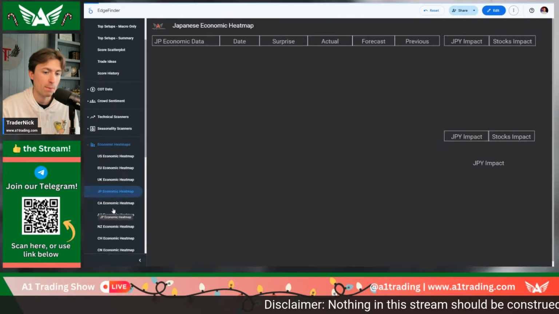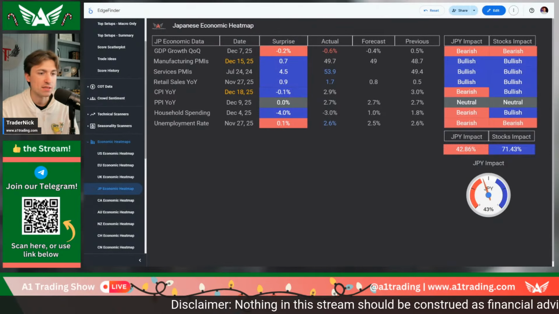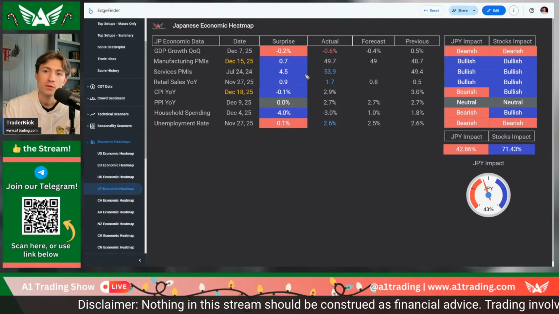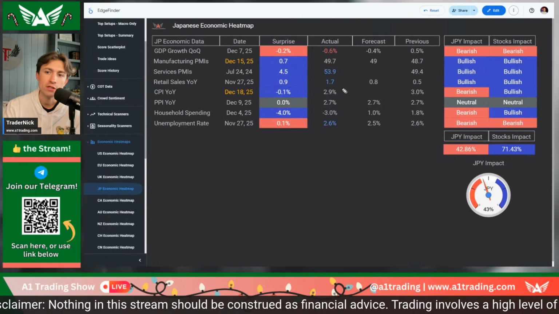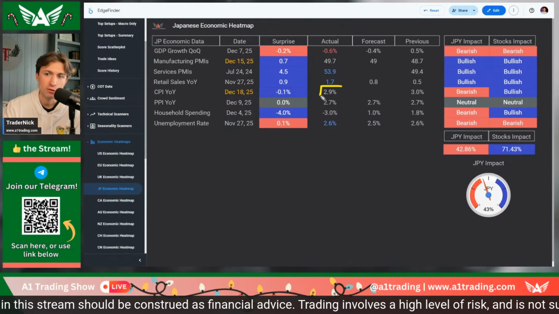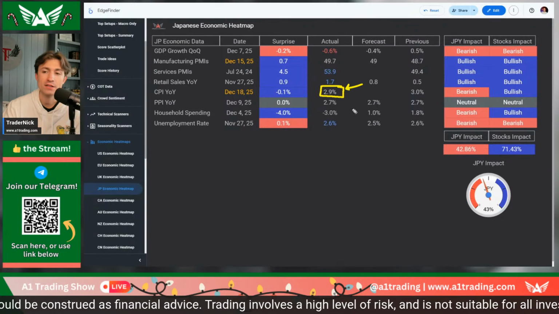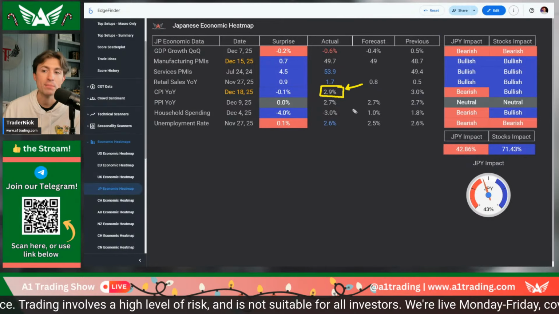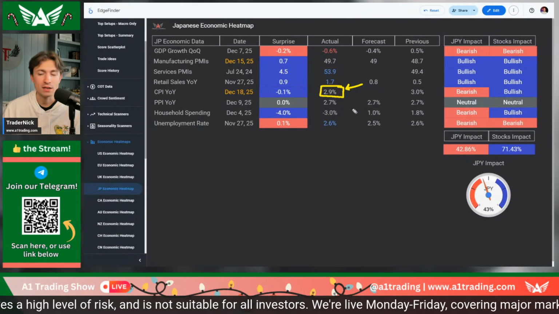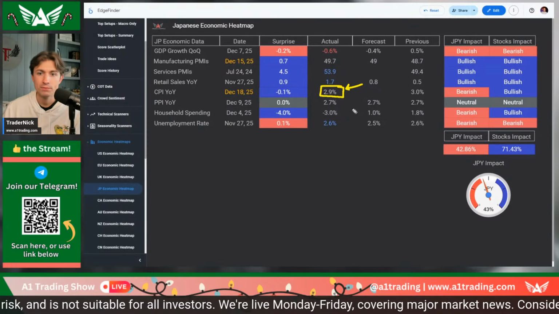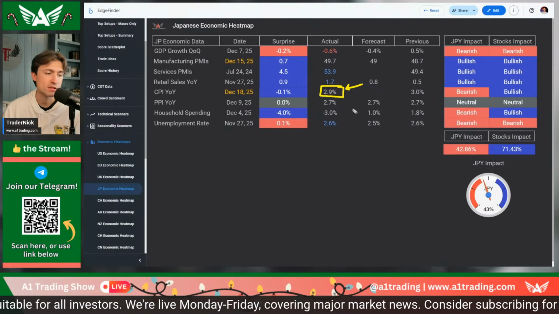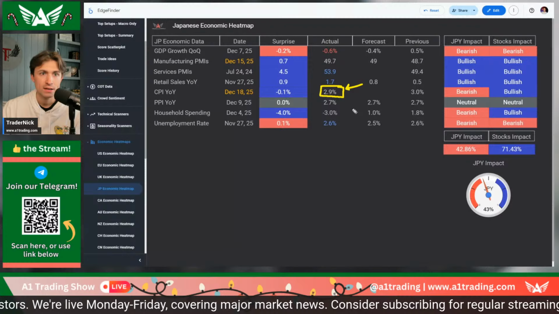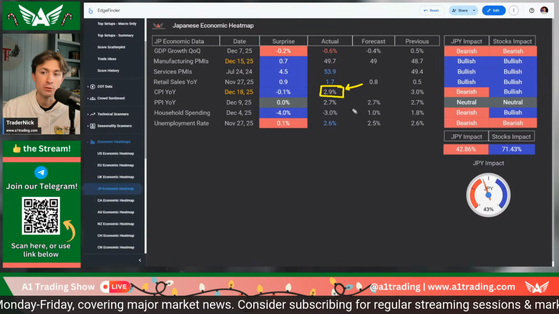I think it's easier, instead of explaining this in thin air, to actually look at some of what I'm saying. If we look at the Japanese economic heat map here, they're sitting on inflation that they don't like, right? 2.9%. I know that's not necessarily catastrophic inflation if you were looking at the U.S., et cetera. But for Japan, they don't like high inflation.